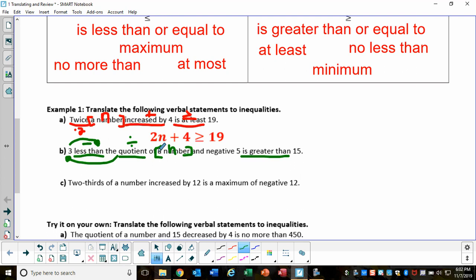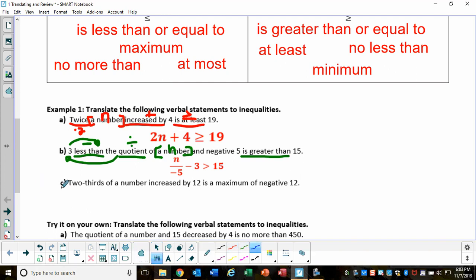So the quotient, we had n divided by -5. You could write it with a division sign. However, we should get used to writing it as a fraction. So we do n over -5 minus the 3. And then, is greater than 15. So it should look like this: n over -5, the less than for the subtraction, the 3, and then the greater than 15. Okay?